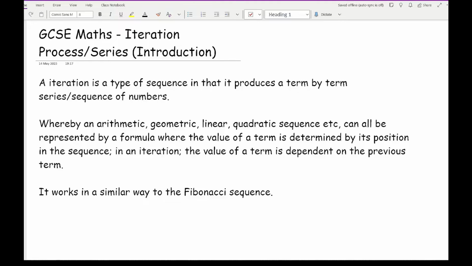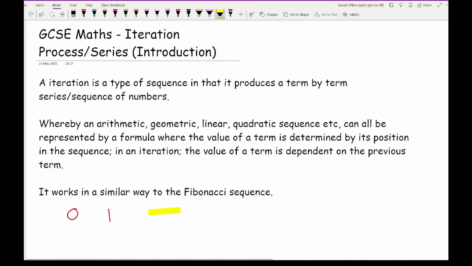Now, it works in a very similar way to the Fibonacci sequence. The official Fibonacci sequence starts with 0 and 1, and you find the next term by adding the previous two terms together. You're always given two starting values. So this third term will be the sum of the first and the second term, so that's 0 plus 1, which is 1.